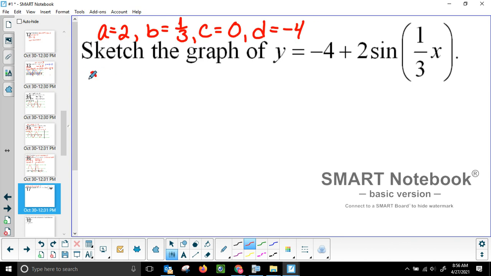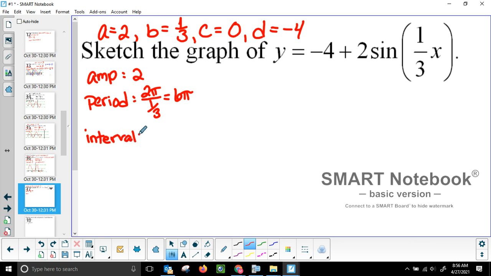So the amplitude is 2. The period is 2 pi divided by b. So 2 pi divided by 1/3. Dividing by 1/3 is the same as multiplying by 3. So that is 6 pi. The intervals, that is 6 pi divided by 4.